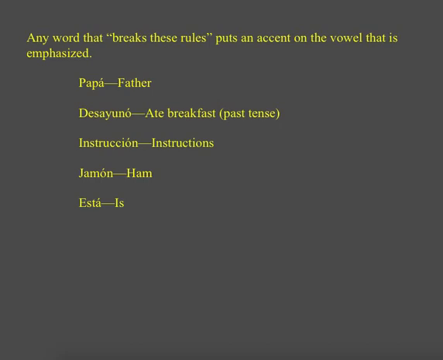And the word está, as in is, it's not pronounced esta like the word this. It's pronounced está, which means is. All right? So these are some examples of words that break the rules, and it shows you where to put the accent. Put the accent on the vowel that is emphasized, but only if the word is breaking the pronunciation rules. And now we're going to practice.